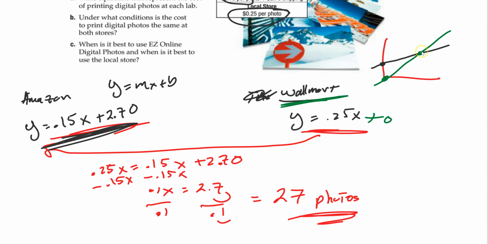I know where they cross is 27 photos. So it looks like anything before 27 photos, you want to go to Walmart, the local store. Anything after 27 photos, you want to go to Amazon.